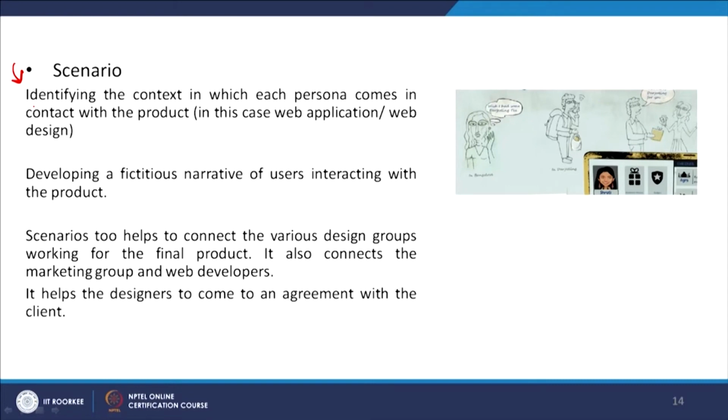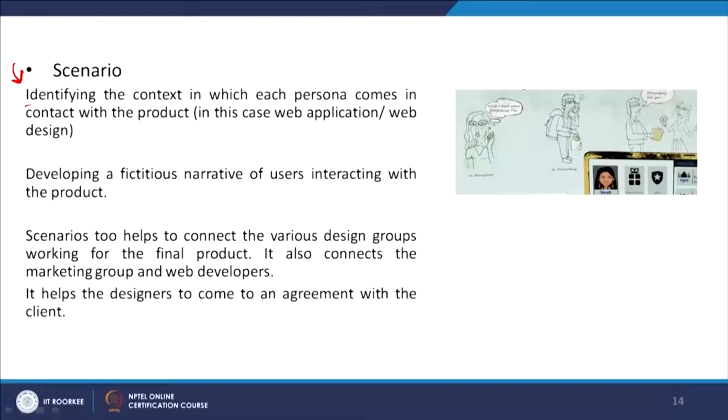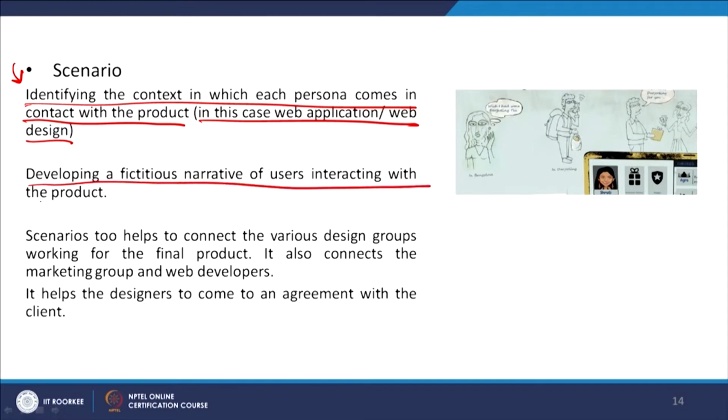So this has to be built in terms of a scenario. It can be a written description, it can be like a story, a narrative of a written description. Task 1, first stage, he will interact with the web page like this, next he will do this, next he will do this. So it will be a sequential narrative. It can also be represented by a storyboard. So identifying what is scenario, identifying the context in which each person comes in contact with the product. In this case it is a web application or web design. Developing a fictitious narrative of a user interacting with the product, so that narrative stands as a scenario.